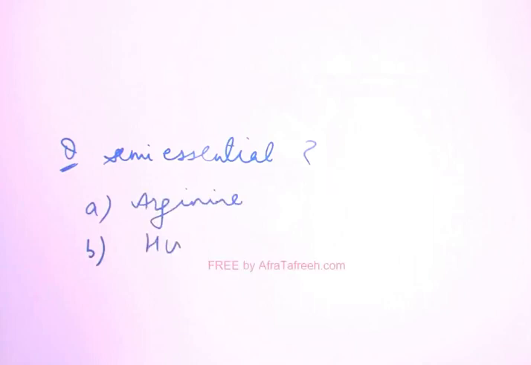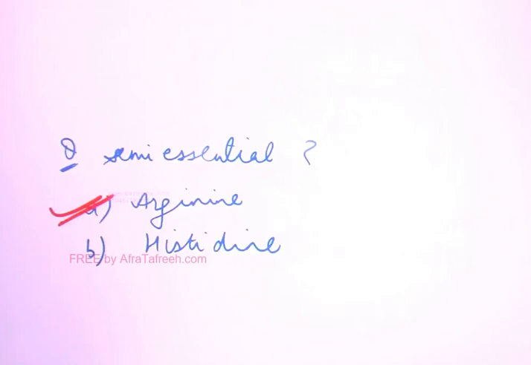Now tell me the two semi-essential amino acids. You know, they are arginine and histidine. Let's say a question is asked which is semi-essential, but now both are given: arginine and histidine. So which one will you mark? You will mark arginine. So I can say that arginine is more towards the essential category as compared to histidine, right?